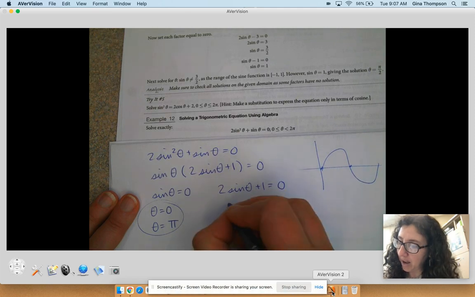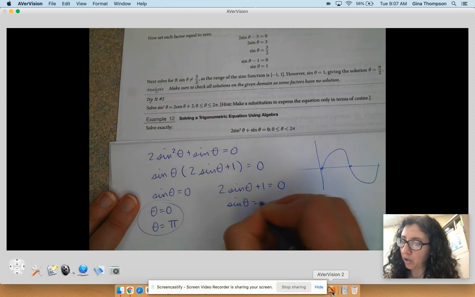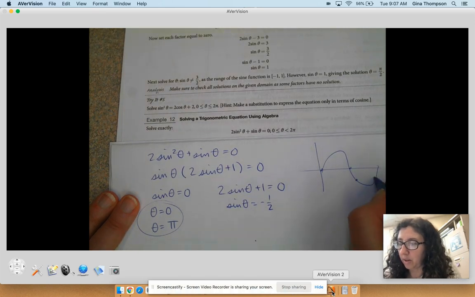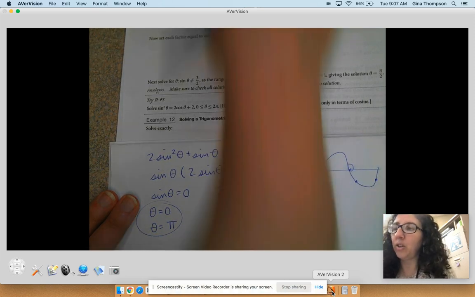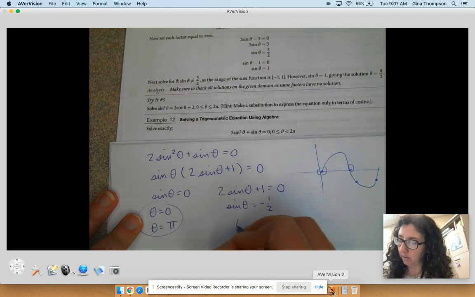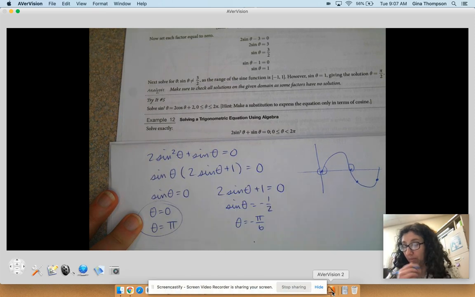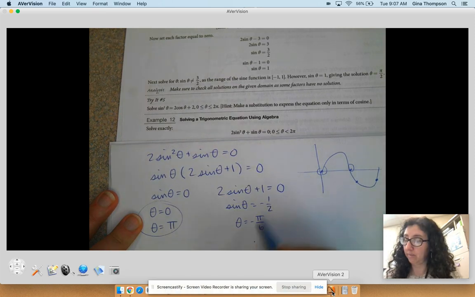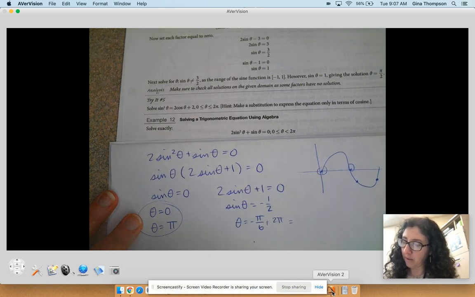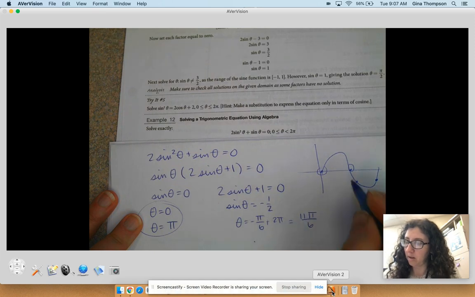Let's see, if I bring the 1 over and divide by 2, where is sine theta equal to negative 1/2? Looks like I'm going to have two solutions for that. Right? I got those. So let's see, if I look at my table here, where is sine theta equal to negative 1/2? I get negative pi over 6. That is not in this range, right? So if I add 2 pi to that, I'm going to get 11 pi over 6. Okay, and that's going to give me this solution right there.